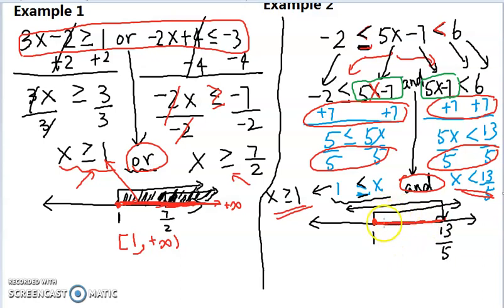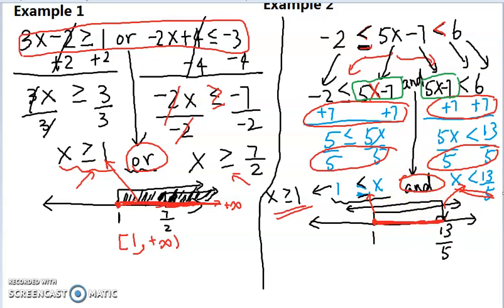And so let's double check. Do these numbers in red meet both requirements? And they do, because they are on the right side of 1, which means they are greater than 1. And they are also on the left side of 13/5, which means they are smaller than 13/5. So they meet both requirements.